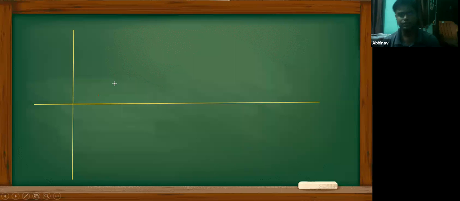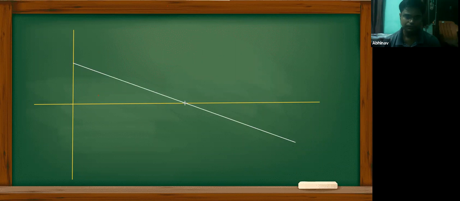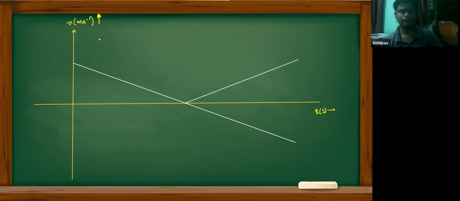Okay, so this is a graph where the velocity is decreasing over a period of time. So this is a velocity time graph.